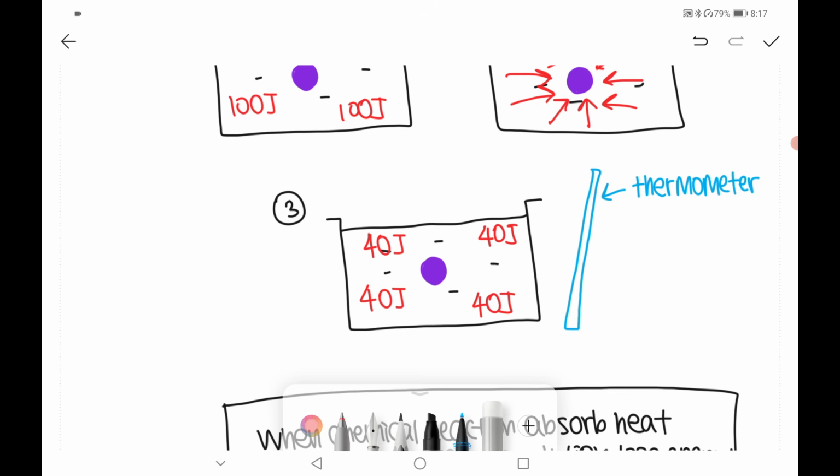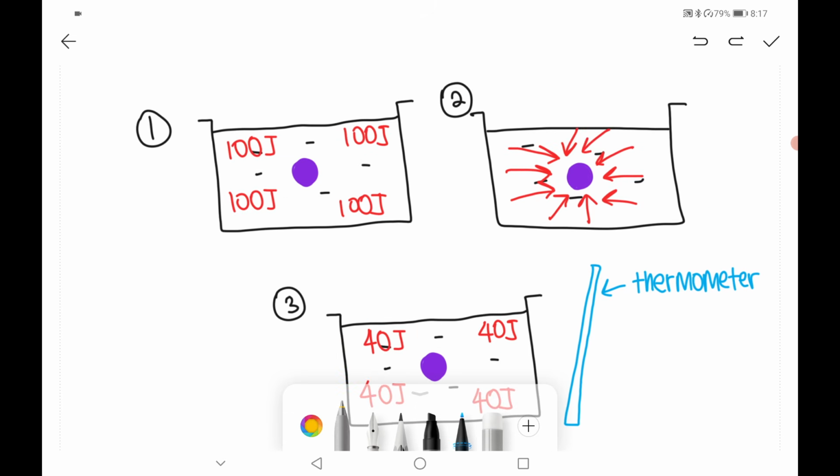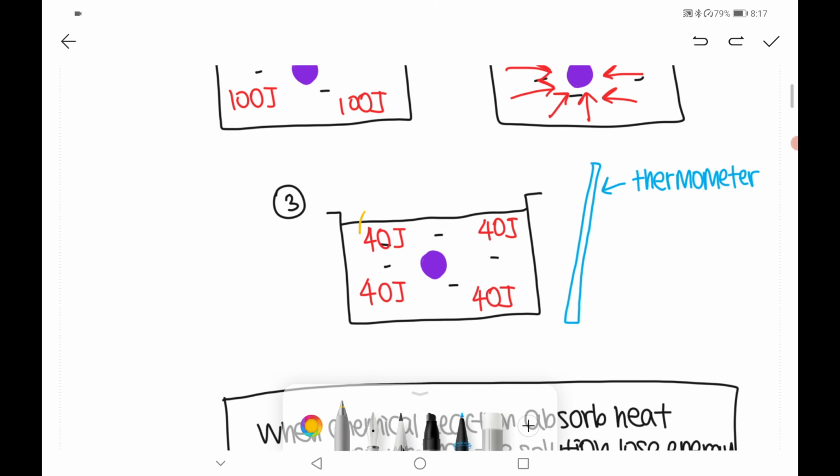Some students say, sir, do we need to memorize the number 40? Do we need to memorize the number 100? No need. You just need to understand the concept only. The chemical substance absorbs the heat from the surrounding, so when the heat is absorbed, the surrounding now has less energy, because all the energy goes into the chemical substance already.